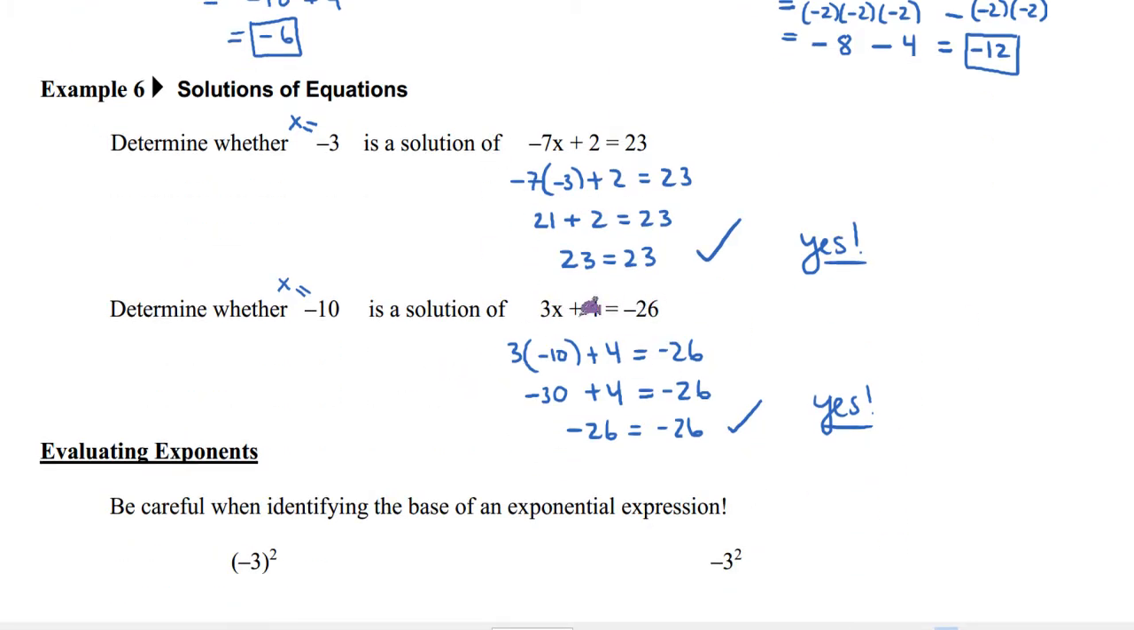Something that would not be a solution, let's say that you were asked to determine whether x equals 0 is a solution. If you plugged in 0 here, then you get 0 plus 4, and 4 is definitely not equal to 26, so that would not be true. So x equals 0 would not be a solution, okay? Something's only going to be a solution if you plug it into the equation and you actually get this sort of trivial true statement at the very end.